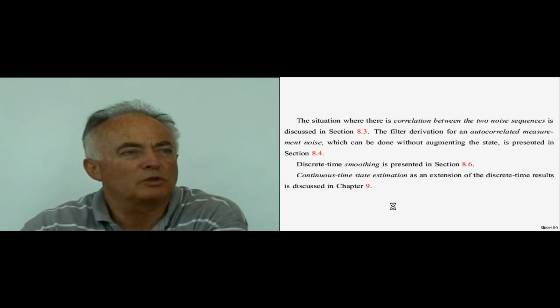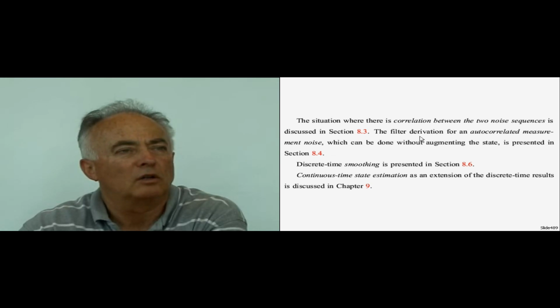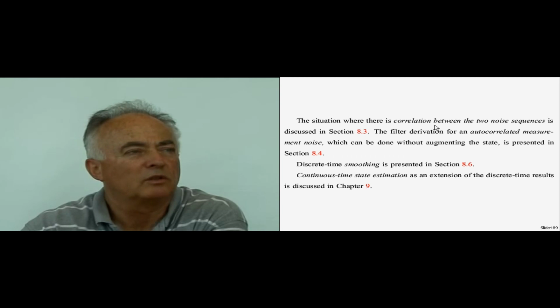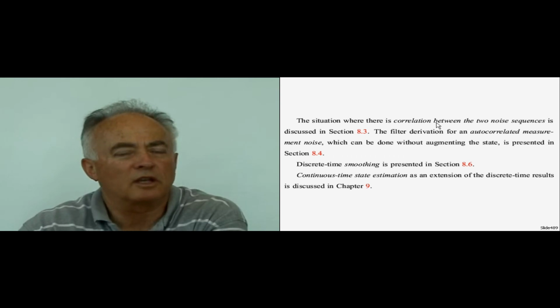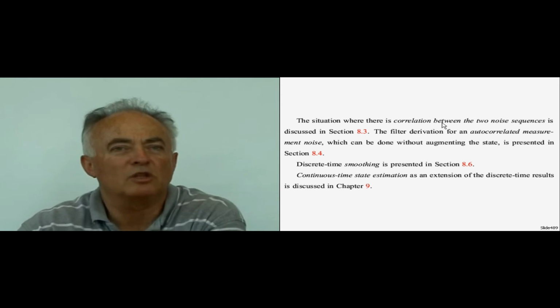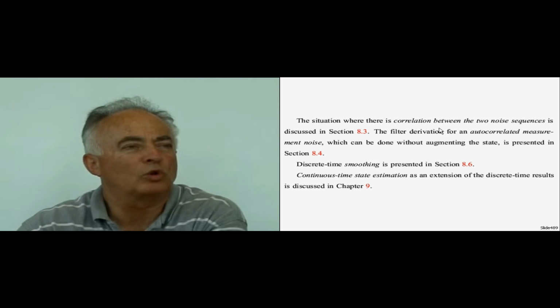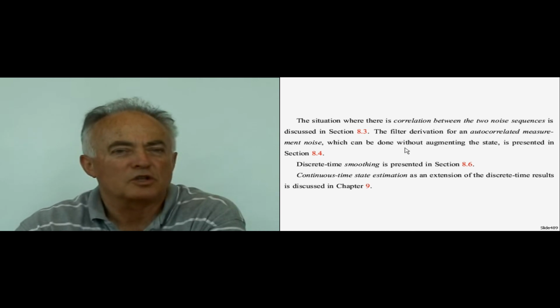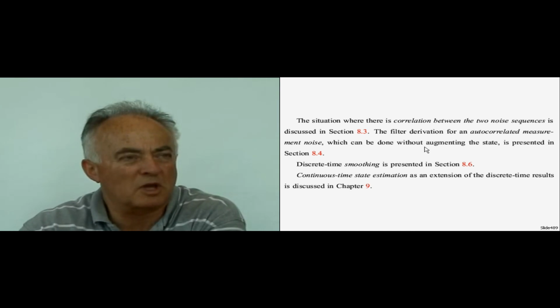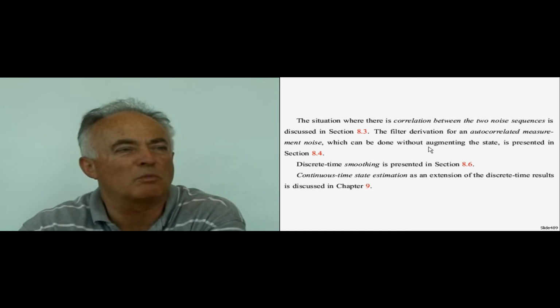The situation where there is correlation between the two noise sequences can be handled, and again the two noise sequences can be decorrelated. And when you have autocorrelated measurement noise, again there is a smart way of modifying the measurement equation. This can be handled even without augmenting the state.